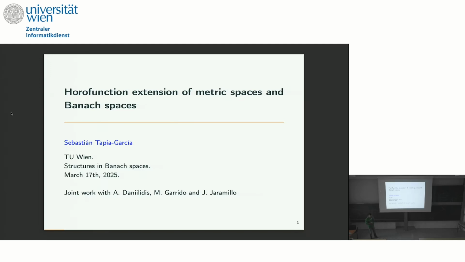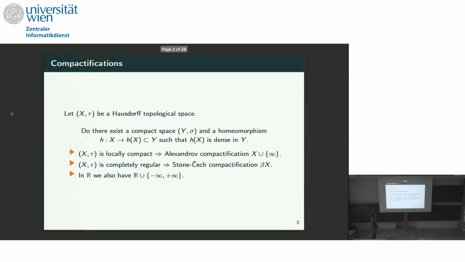So today we'll be talking about horofunctions. I think we need to define them first, but a little bit of motivation. So let's recall what is a compactification. Pretty sure that the whole room knows better than me this part.